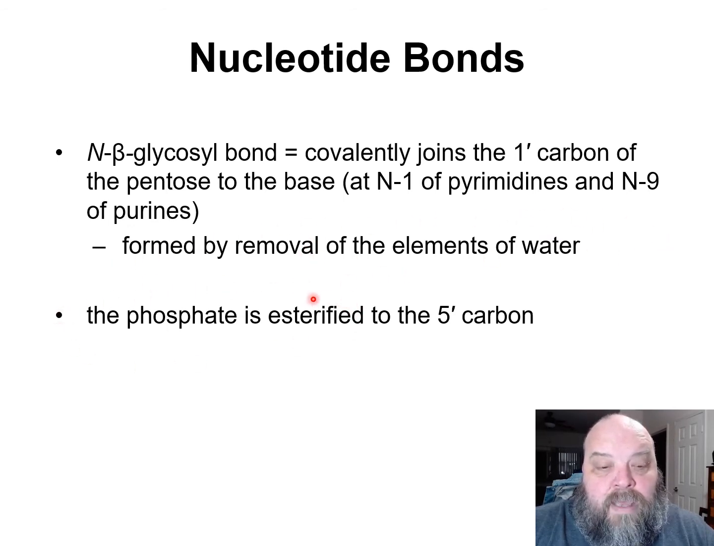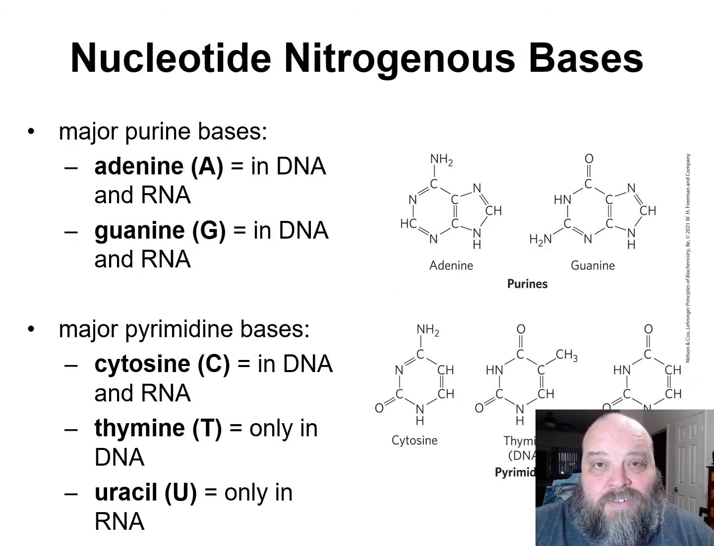The 5' N, you're going to get a phosphate group that is attached to the 5' carbon via an ester linkage. That means it's going to be a phosphate, P, bound to an O, bound to a C. Ester linkage.